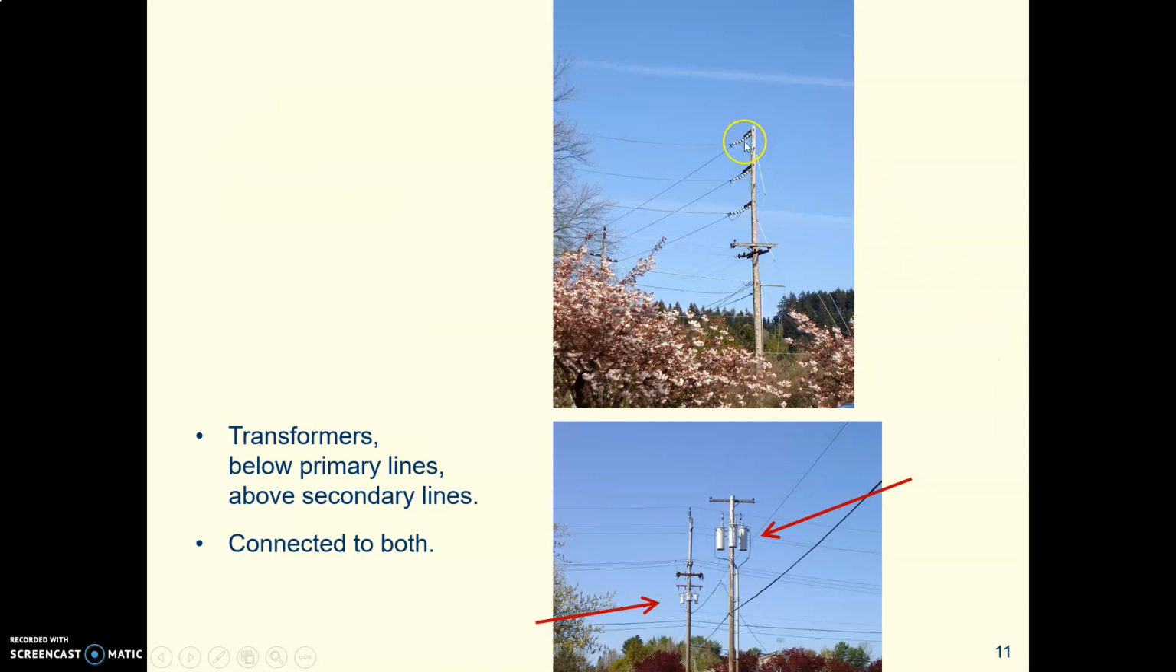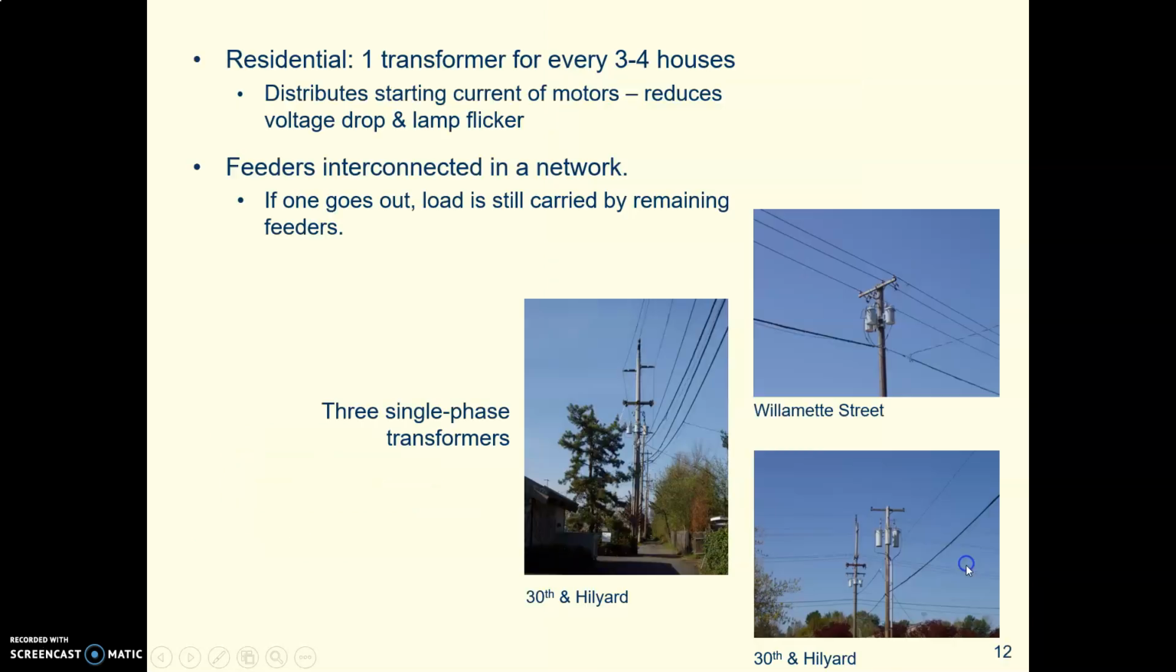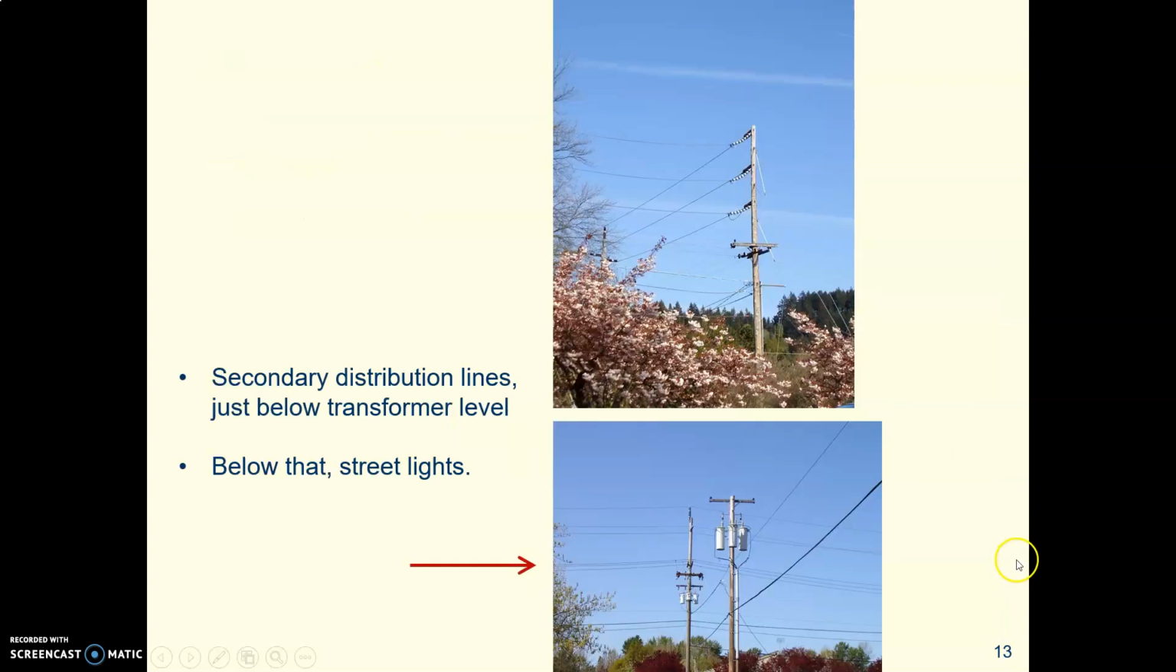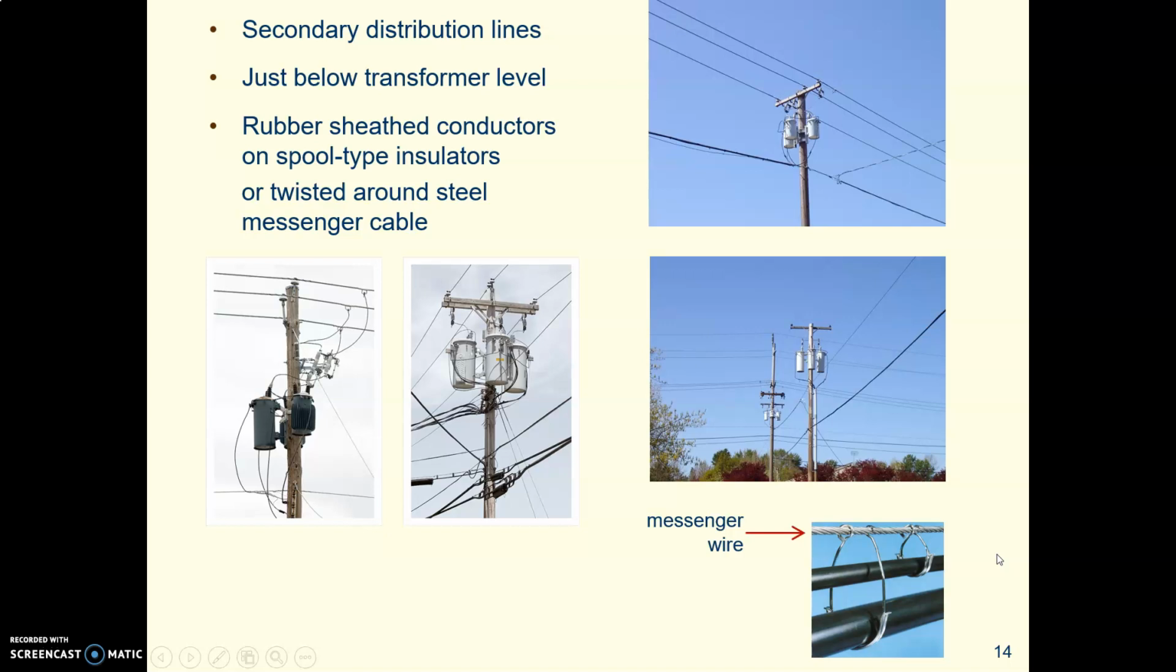Then between the main power line here and the secondary line that's going to go to a building, in between those are the transformers. And again, notice the sets of 3. The transformers connect the primary and the secondary. And then every few houses will share several transformers. This levels the load. So below the transformers are the secondary lines, and below that are the lines for street lights.